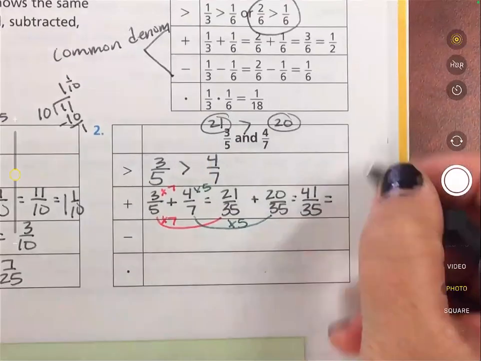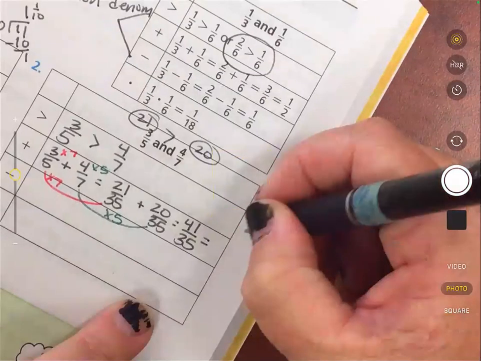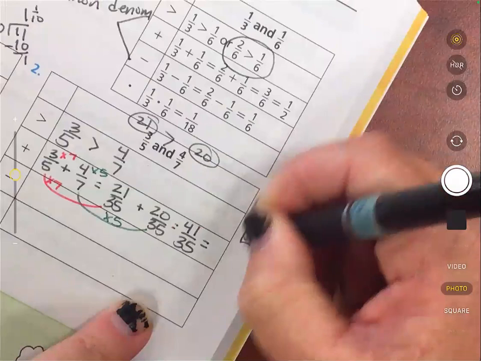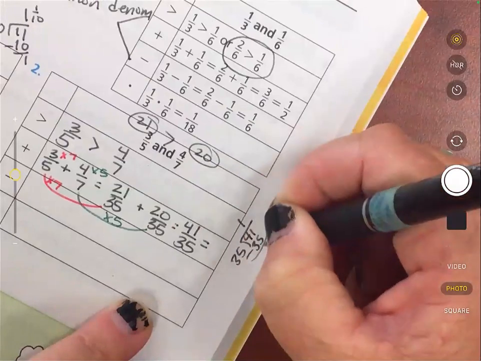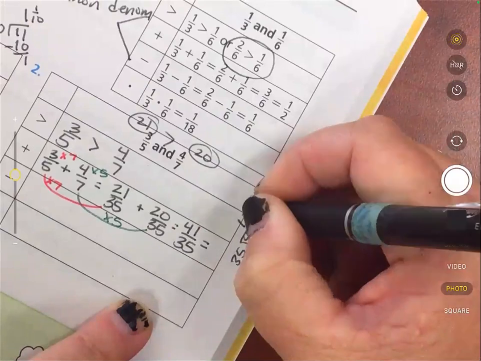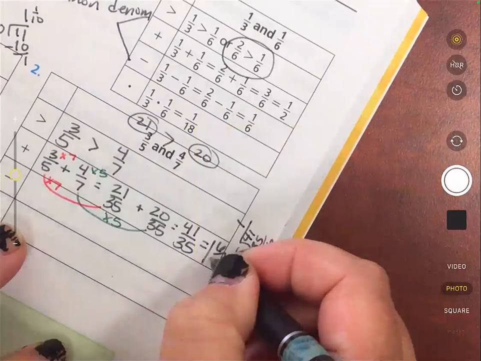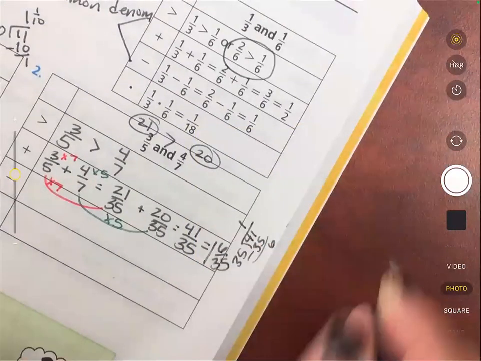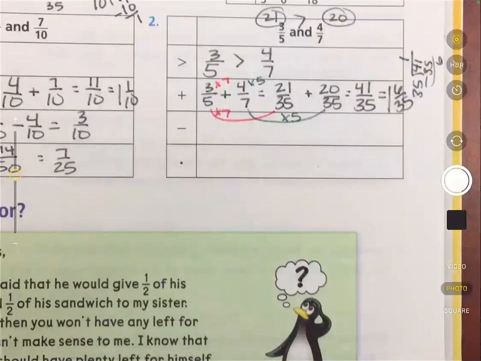Ooh, I love it. Let's see. I'm going to turn my book a little bit here to give myself some room. 41 divided by 35. It goes in there 1 time. Subtract, I have 6 left over. So just like I heard somebody say, 1 and 6 over 35 is my final answer. Did we do okay on adding? Yep. Yeah.